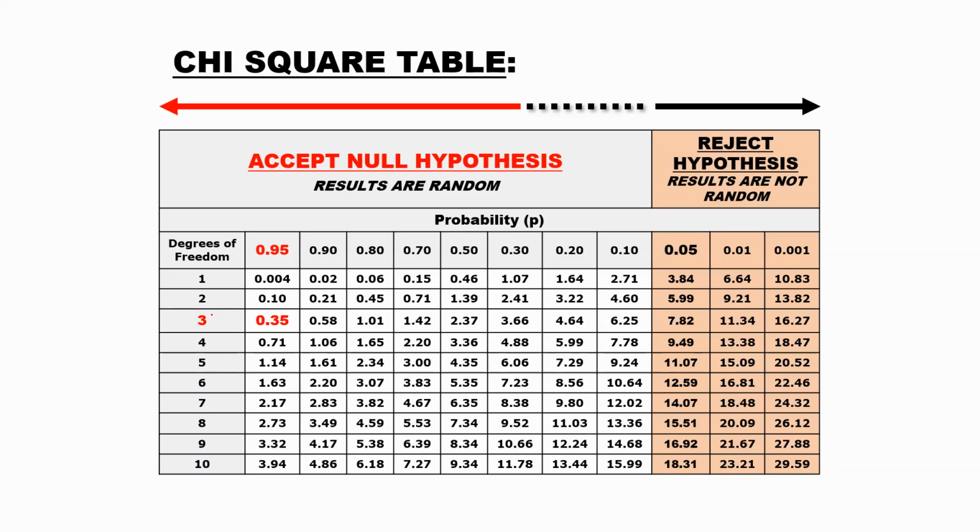So we start here. And remember, as long as you're not told otherwise, use the 0.05 column, which is here. Right? Then now we look where they meet. Which is 7.82. All right.